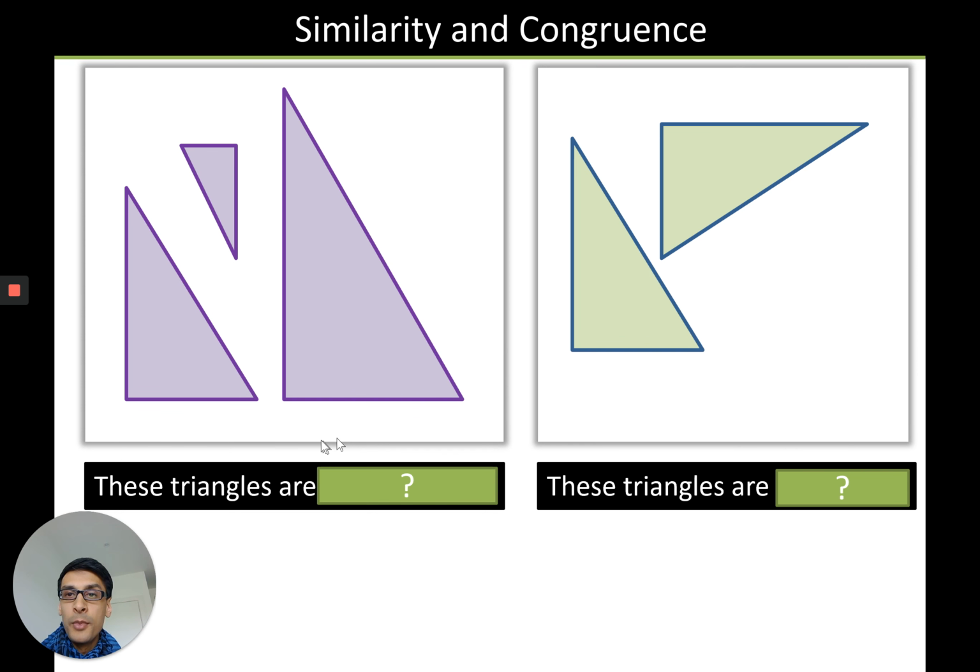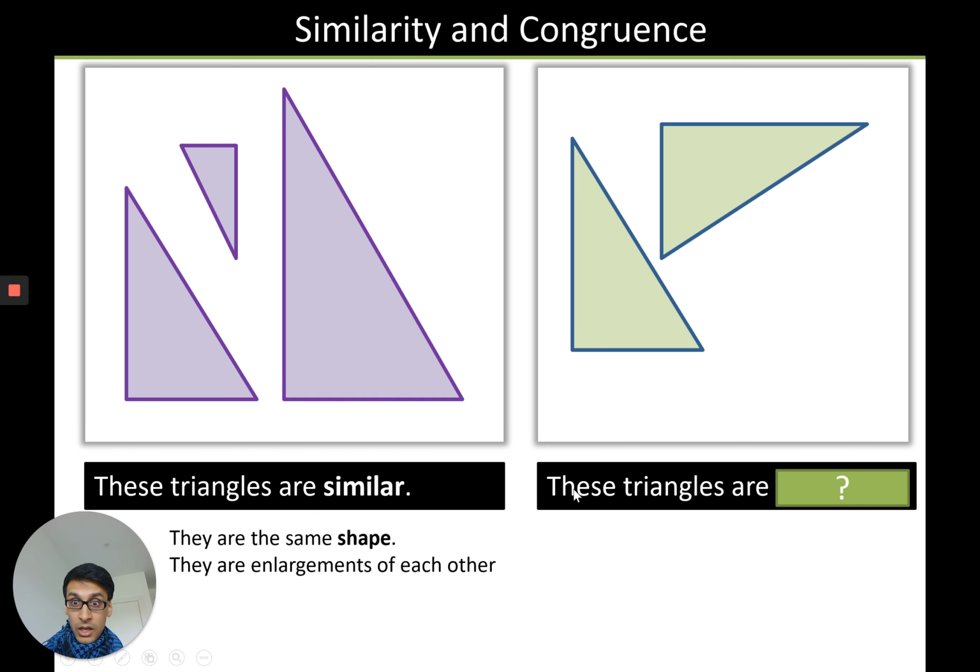So what you're going to notice with these two diagrams is the triangles on the left are the same shape, but they're different sizes. The triangles on the right are the same shape and size, except they've been rotated or flipped. So we could say that the shapes on the left, the purple shapes, are similar to each other. That's the definition: it's the same shape, and they are enlargements. Now enlargement, if you think of a negative enlargement, that does mean bigger or smaller. It could be either way.